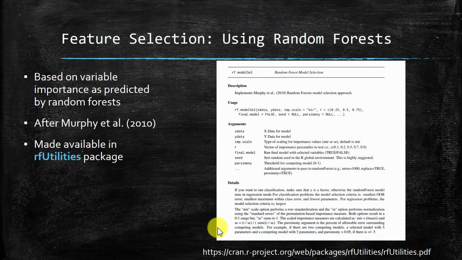Another option, which I like, is implemented in a package called rfUtilities, after Murphy et al. from 2010. This is based on random forest and the variable importance within random forest. It uses a random forest algorithm to select important variables, and once you find the important variables, you can subset those out to use in your model. Again, there are multiple options here.